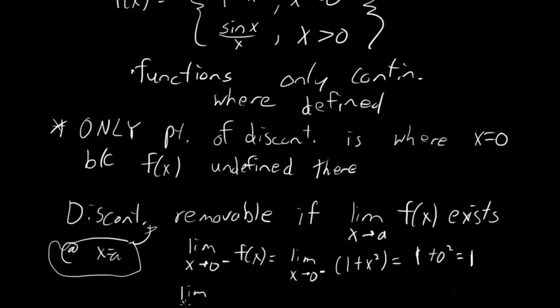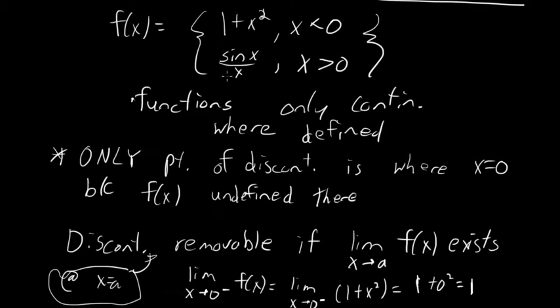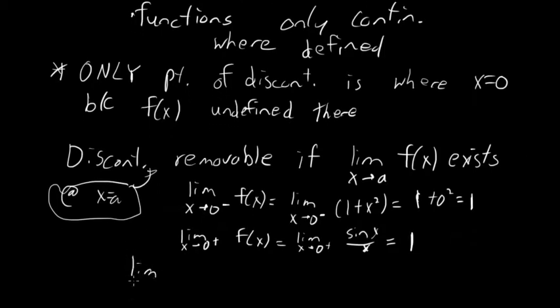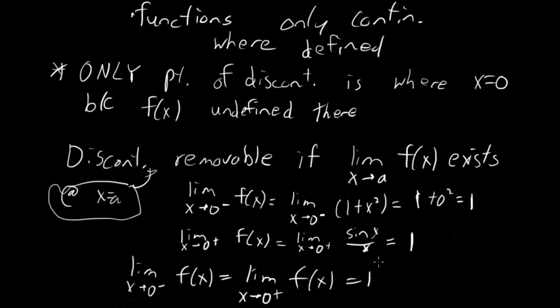And the limit as x approaches 0 from the right of f of x is just the limit as x approaches 0 from the right of sine of x over x. Just remember, f of x is defined as sine of x over x for positive values of x. So the limit as x approaches 0 of sine of x over x is 1, right? Remember, this is our special trigonometric limit. So we see these left and right limits are both equal. The limit as x approaches 0 from the left of f of x equals the limit as x approaches 0 from the right of f of x equals 1.